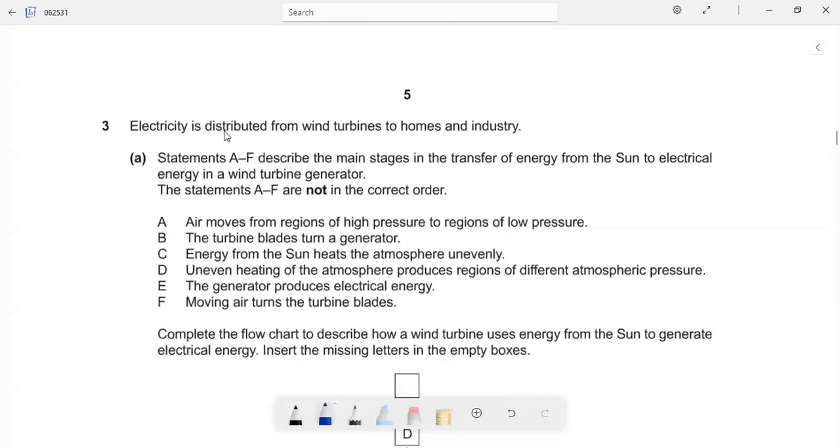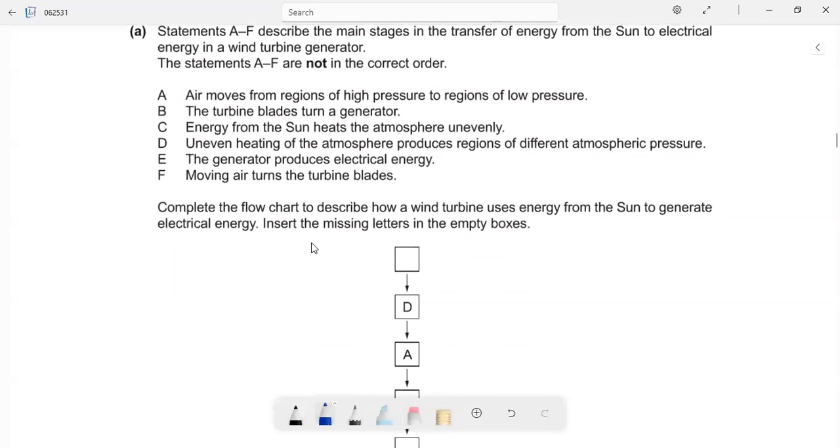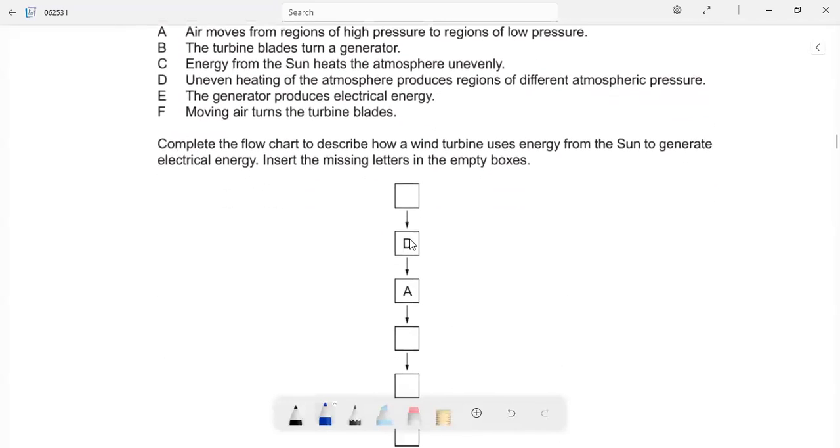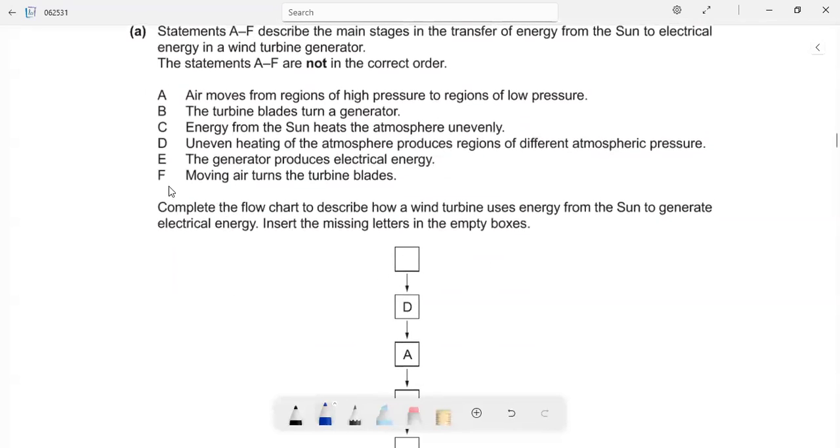Next, electricity is distributed from wind turbines to homes and industry. Statements A to F describe the main stages in the transfer of energy from the sun to electrical energy in a wind turbine generator. It is not in order, we have to put it in order. D and A are already given. So which one will be the starting?